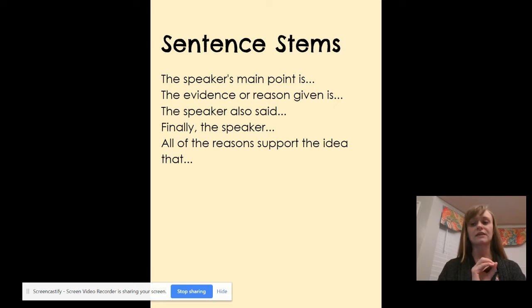So those are us giving evidence from the text. And then last but not least, all of the reasons support the idea that. That's our summary sentence or our conclusion. So what we've got here is the speaker's main point is, that's our introduction sentence. These 3 sentence starters are our body, and then this last sentence is our conclusion.